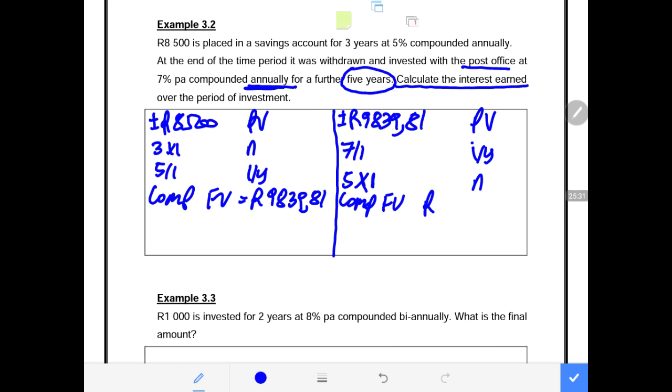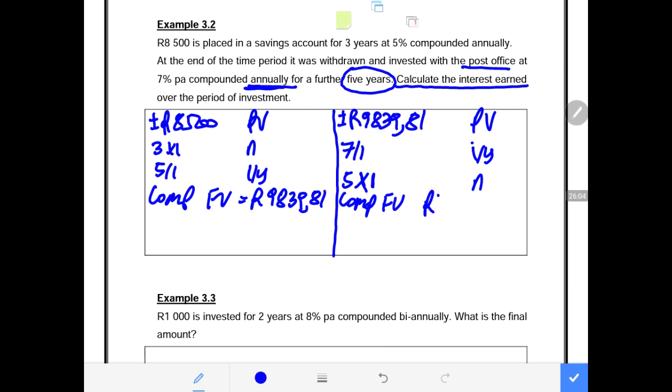So don't forget, second function, alpha, 00 to clear your calculator. Then we press plus/minus 9839.81, and you press PV. Then you say 7 divided by 1, and you press I/Y, which is interest. Then you say 5 times 1 is n, and you press n. You press comp, which is compute or calculate the future value.